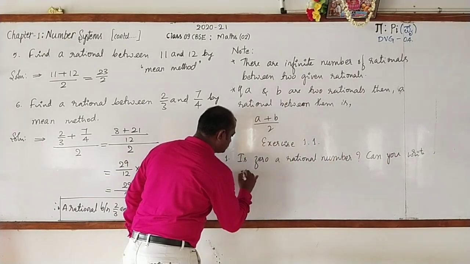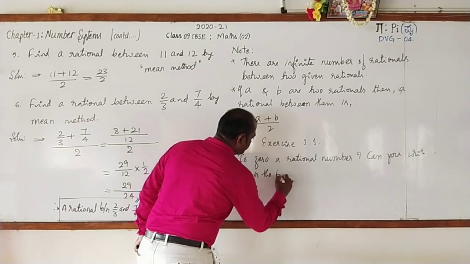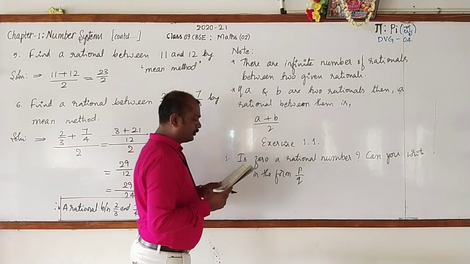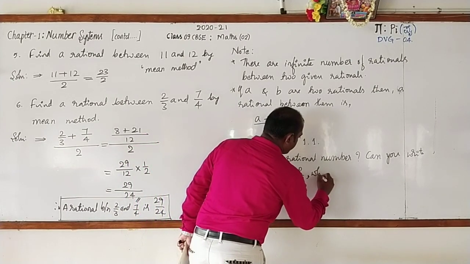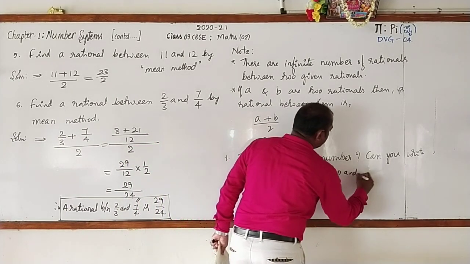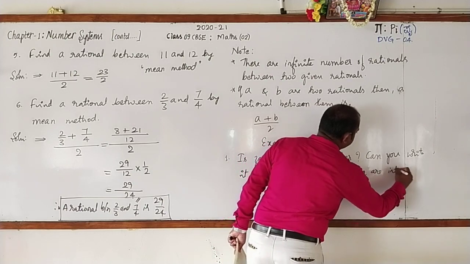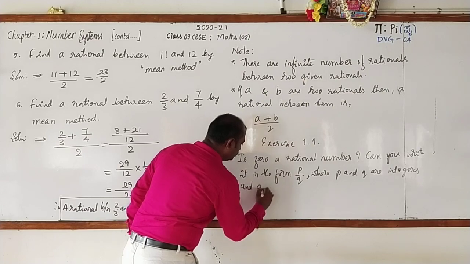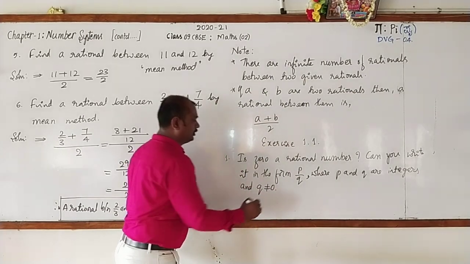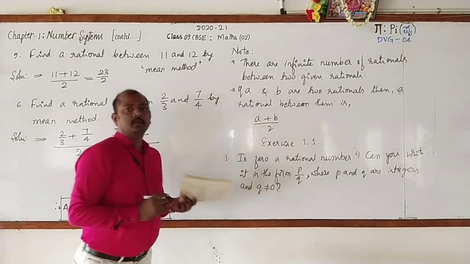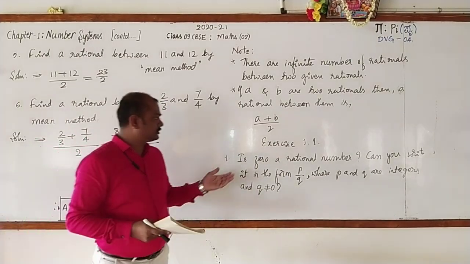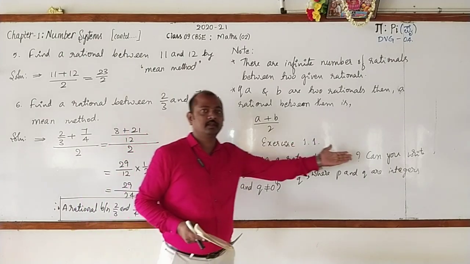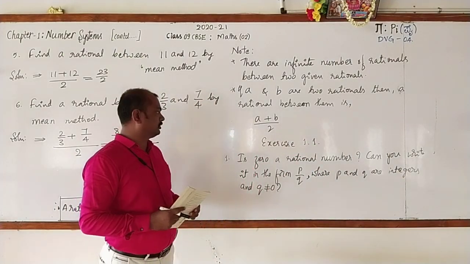Can you write it in the form P by Q, where P and Q are integers and Q is not equal to 0? Put question mark. There are two sub questions, both they start with the helping verb is and can. It is just a yes or no question.